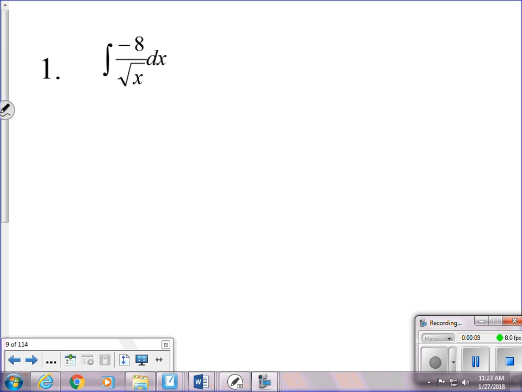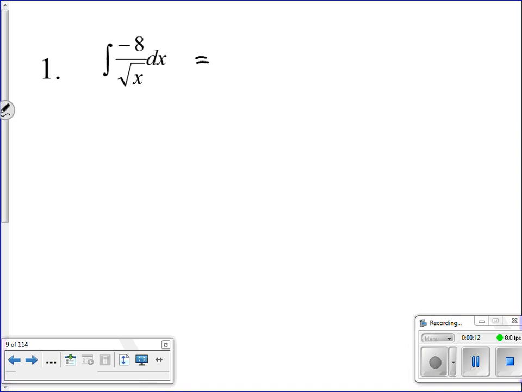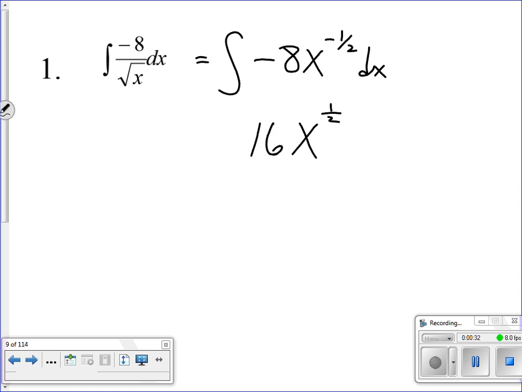First one, we do not need u sub. We just have to rewrite it as the antiderivative of negative 8x to the negative 1/2. When you take the antiderivative, you add 1 to the exponent, so it's positive 1/2, and then multiply by the reciprocal of the new exponent. So negative 8 times 2 is negative 16. So we have negative 16x to the 1/2 plus c. If you want to, that's negative 16 rad x plus c. That's nice too.